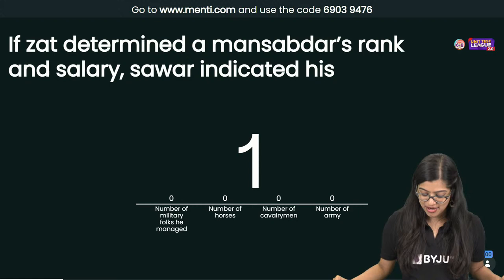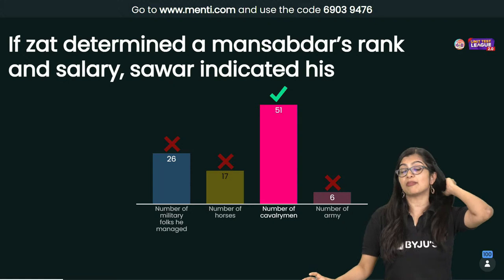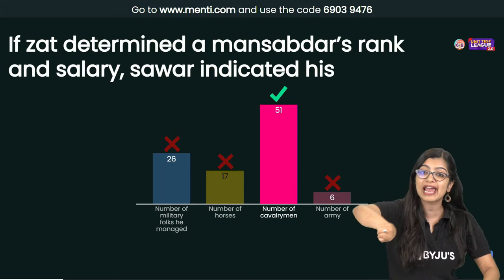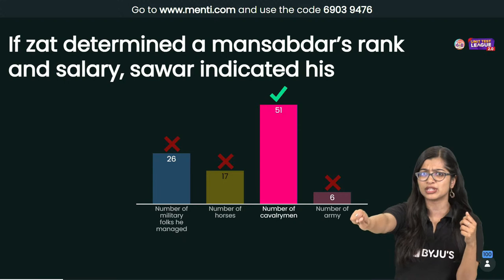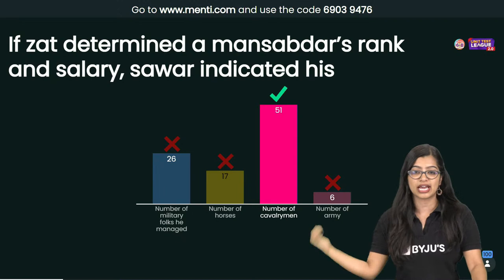All right, everybody. Yes, very good. See, now so many of you will tell me, ma'am, A should be the correct answer. No, because it's number of military he managed. But in your textbook, they have specified that it is with reference to the cavalrymen, or people who fight on horses. Military or army could be a very broad group. Military could also include people fighting with swords, or the infantry, right? So it's a very generic way of saying military or horses. But technically, it's cavalrymen, people who fight on horses. So the correct answer here is option C.